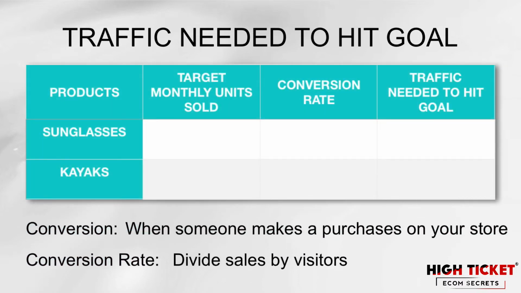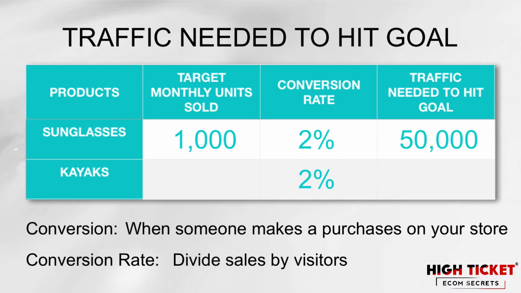The average conversion rate for e-commerce is about 2%, so that's what we'll use for this example. Using the 2% conversion rate, we can now see that to sell 1,000 sunglasses, we need to drive 50,000 people to that website on a monthly basis. That's a lot of people, guys. Now, using the same exact formula and example for kayaks, we can see that to sell 10 kayaks, we only need to send 500 qualified buyers to our site every month at a 2% conversion rate.